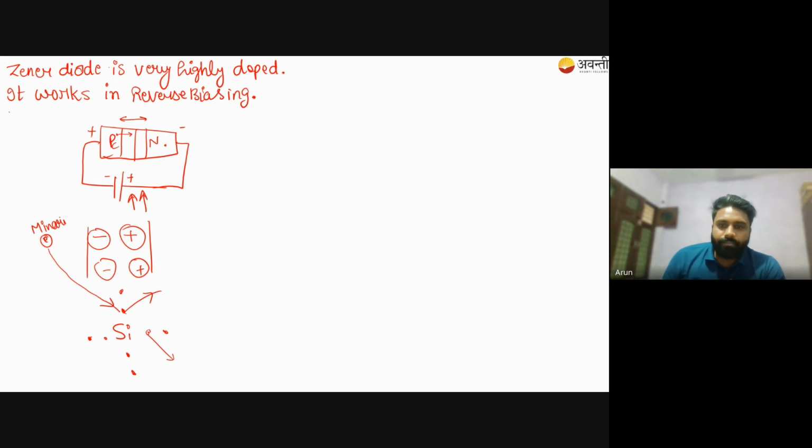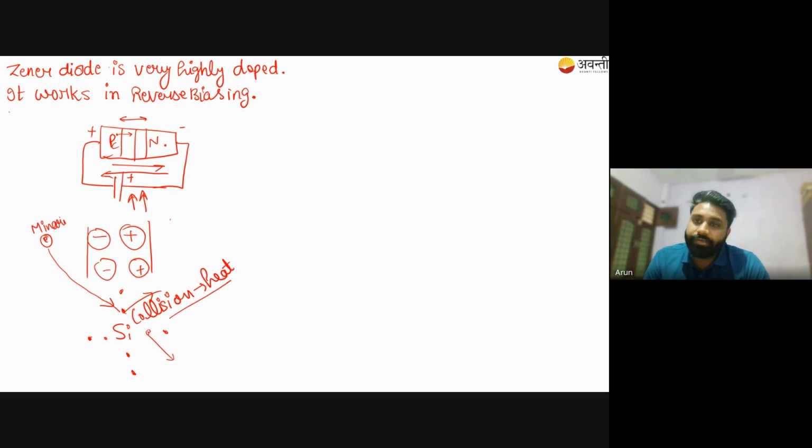Okay. So based on that, what will happen? A very high current will flow from P to N side, sorry, N to P side, because electrons are moving here. So current will flow from this side. And this current is mainly produced by the collision. The collision is happening here, and due to this collision, heat will be generated. When the number of collisions increases, the value of heat will also increase. And this heat will burn out the semiconductor, a normal semiconductor.